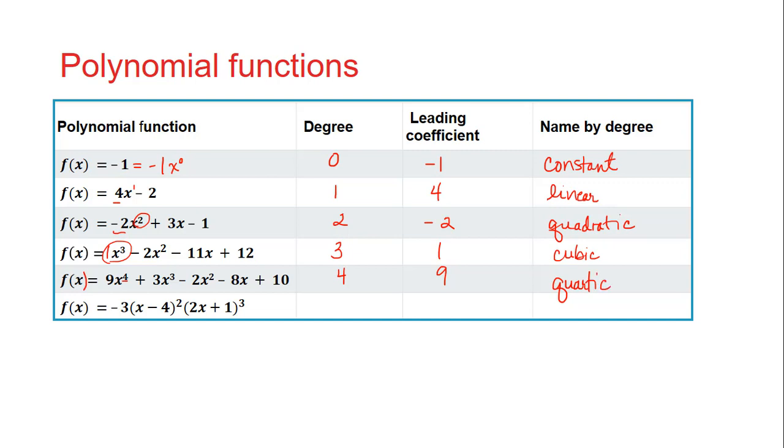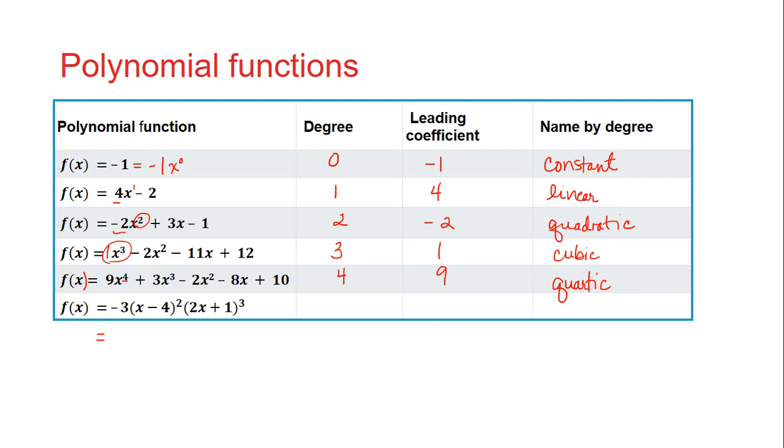And then f of x equals -3 times the quantity x minus 4 squared times the quantity 2x plus 1 cubed. Understand this one is different than the others because this one is written in factored form, not expanded form. We could take the time to square x minus 4. We could cube 2x plus 1, which would be 2x plus 1 times 2x plus 1 times 2x plus 1. We'd get a lot of terms, and then multiply that all out. But actually, to find the degree and leading coefficient, it is sufficient to multiply the leading terms of each of those factors.